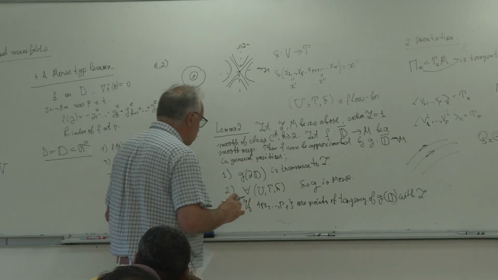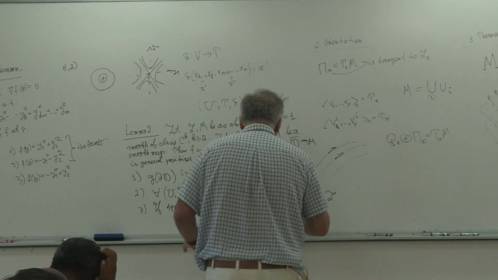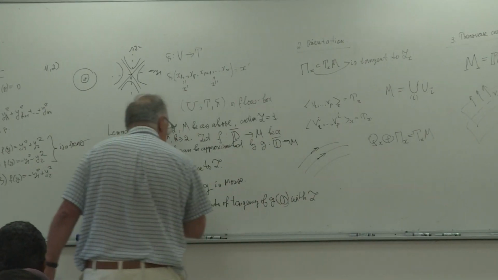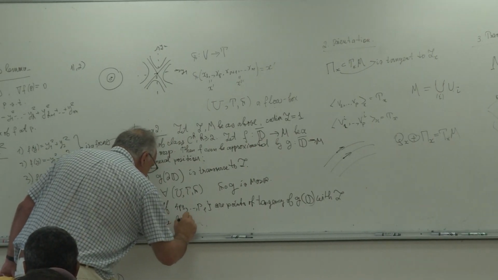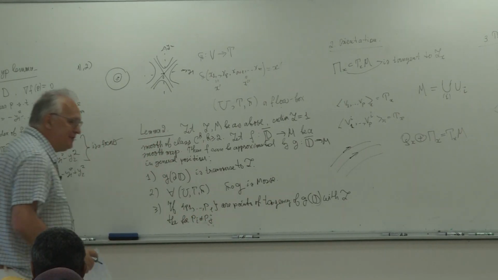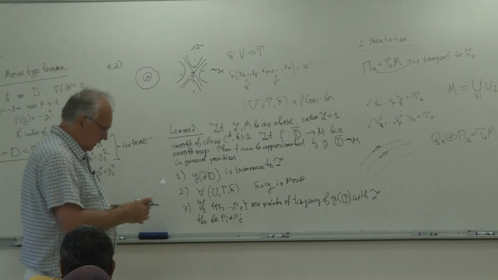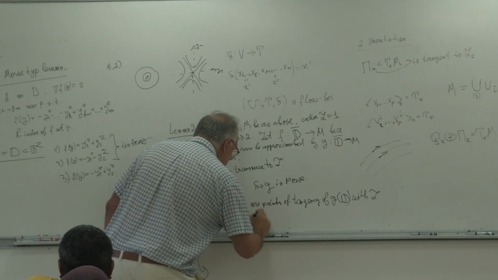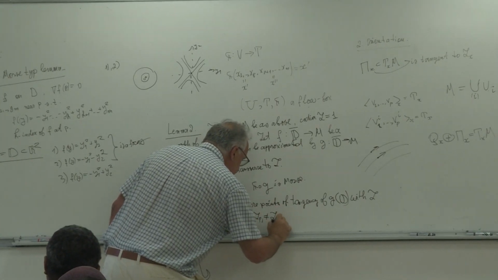But more important is that then for pi different from pj, for two distinct points, they are on different leaves. Leaf L pi is different from the leaf L pj.